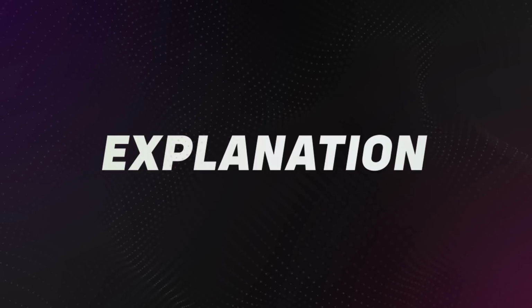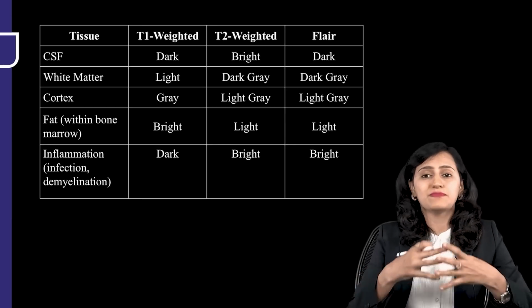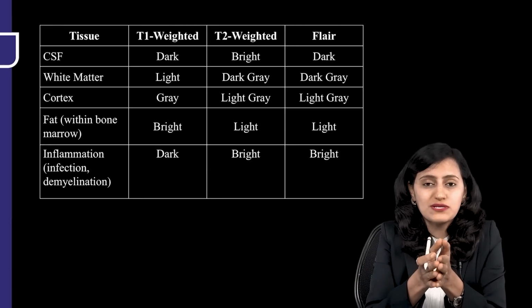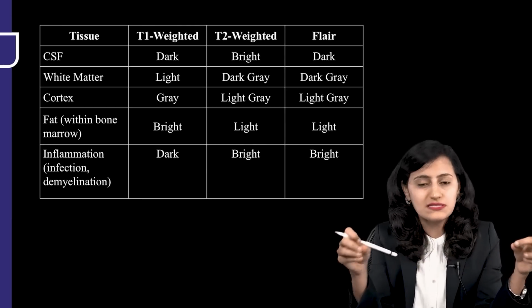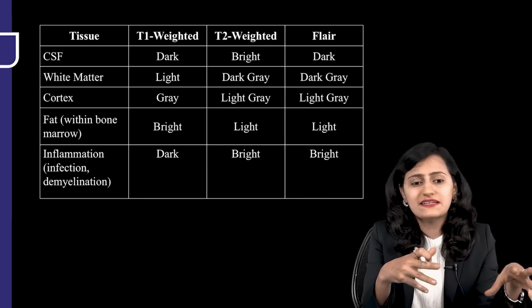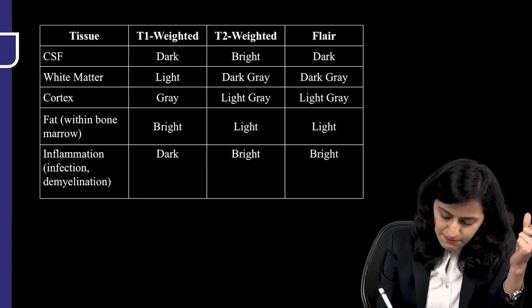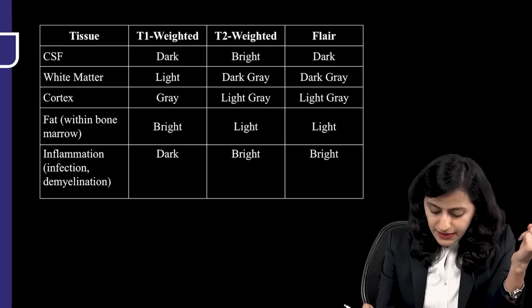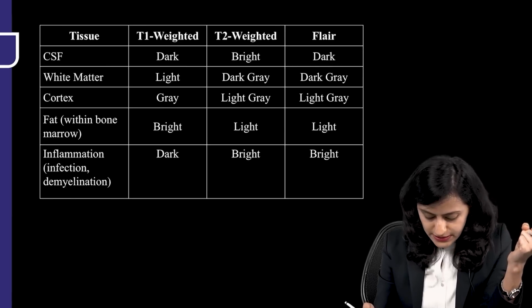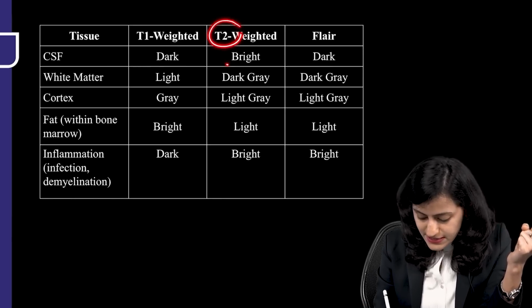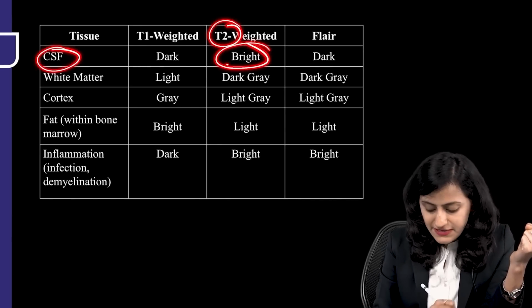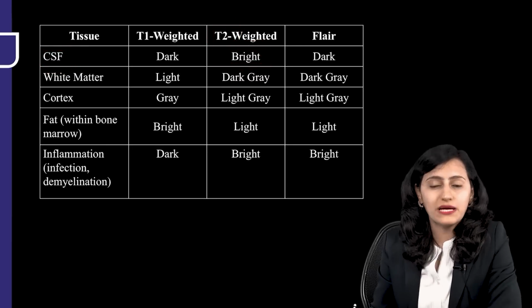Here's the explanation. So now we said that based on the appearances of the substances in these various sequences, we get to know whether it's CSF, whether it's fat, whether it is white matter. So for example, if you see here, the water is white, right? So look at this T2 weighted image. CSF is white on a T2 weighted image.